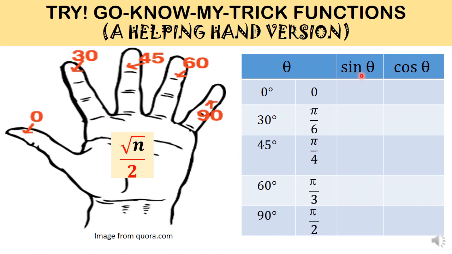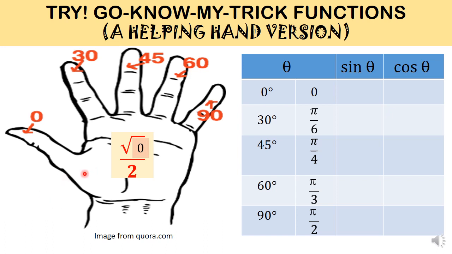So, for example, for sine 0, right? 0 degrees. We're going to fold this index finger. So on your hand, on your palm, we fold this 0 degree, the index finger. Notice that upon folding this, there are no fingers on the left. So that will give us an n equal to 0. There are no fingers on its left.